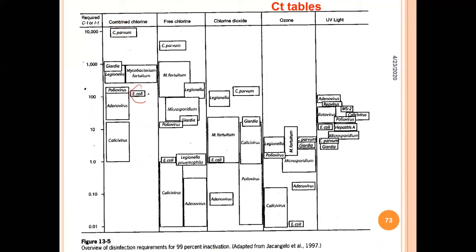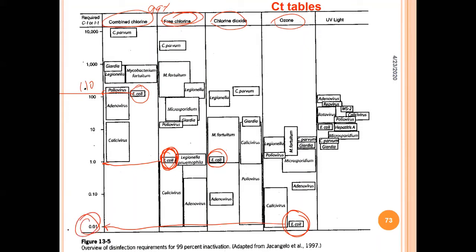So for E. coli, if you are using combined chlorine as disinfectant for 99% inactivation, the concentration and time product should be about 110. But if you are inactivating E. coli using free chlorine, then CT values should be somewhere around 1. It is about the same for chlorine dioxide. But if you're using ozone, then for disinfecting 99% of E. coli, the CT value should be 0.01.